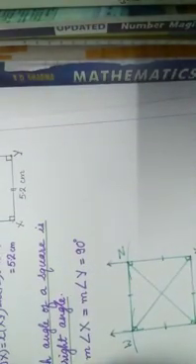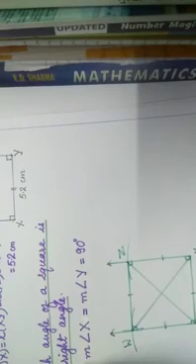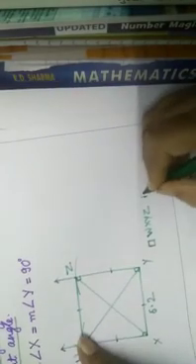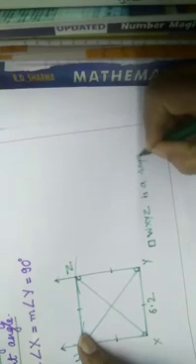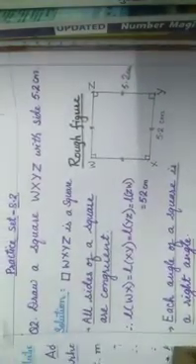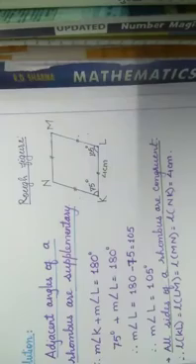What is the last answer? Quadrilateral WXYZ is a required square. Okay. Now let us see, question number 2 is over. Now let's see question number 3.